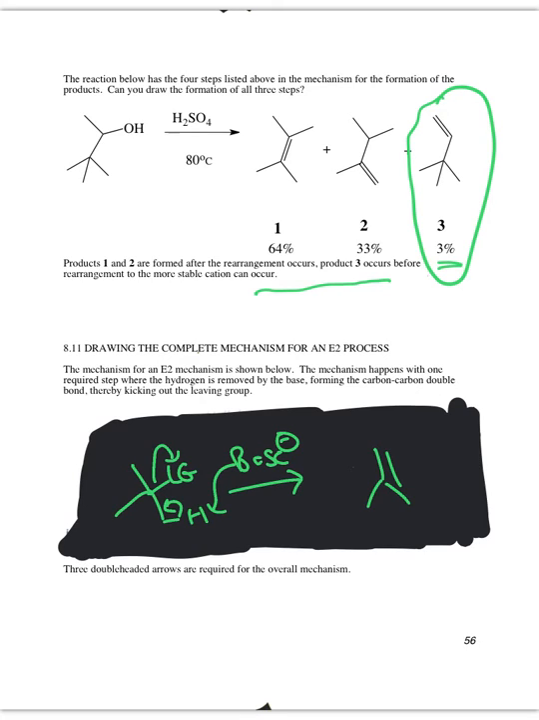And then we'll come back and talk about the E2 reaction, which we've already drawn the mechanism for. The mechanism happens all in one step, where the base comes in, grabs the hydrogen, forms a double bond, kicks off the leaving group. All we need to do is show 3 double-headed arrows required for the overall mechanism.